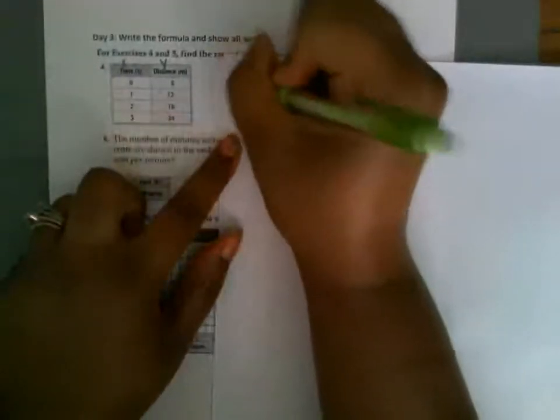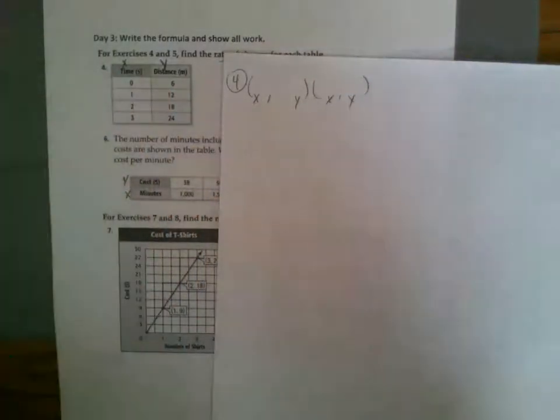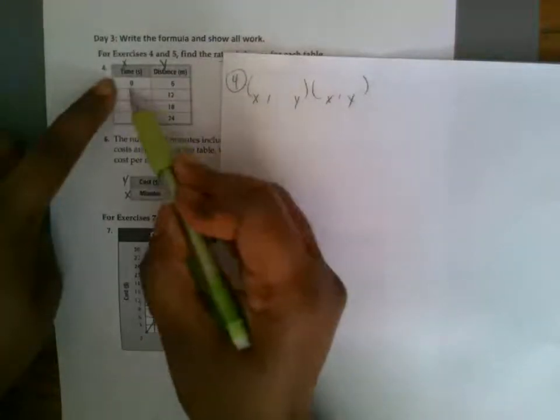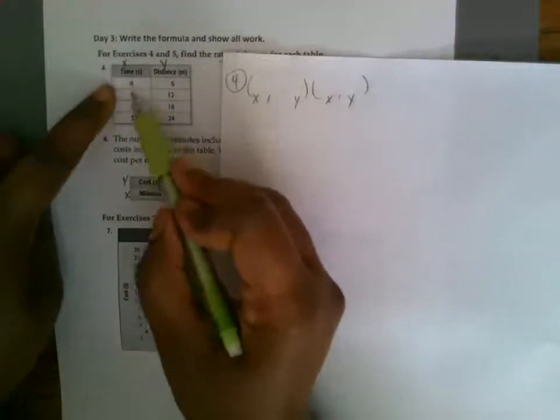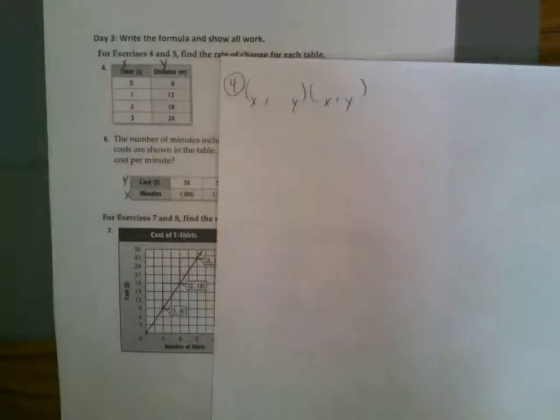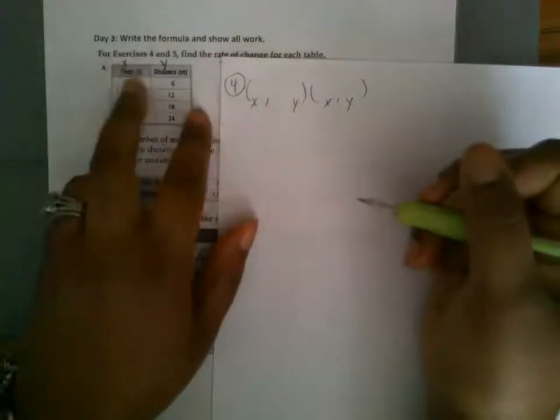All right, so let's write 2 points in this first one, number 4. 2 points that I could use, it doesn't matter. I'm going to just use the first 2. You can go in any order you want. You can use this one and the one on the bottom. You can use the 2 in the middle. It doesn't matter what 2 points you use. I'm just going to use this one, okay? I'm just going to use this one.